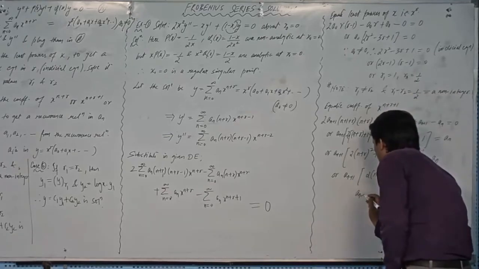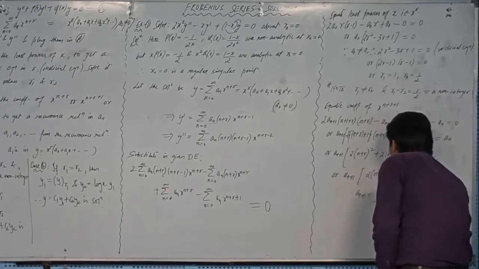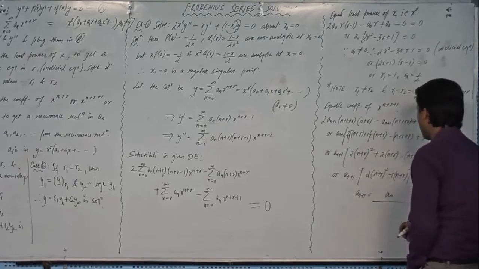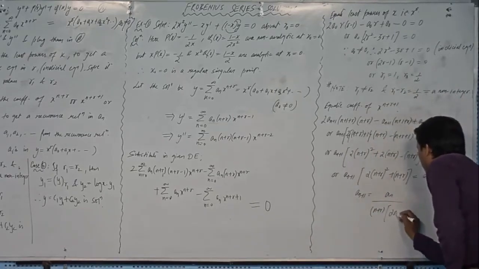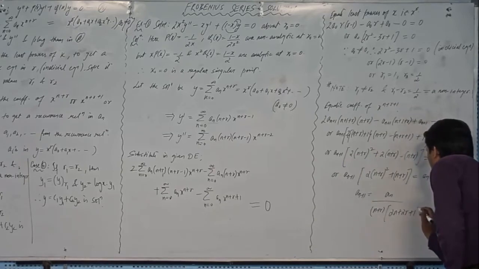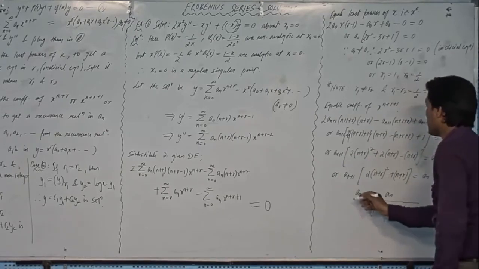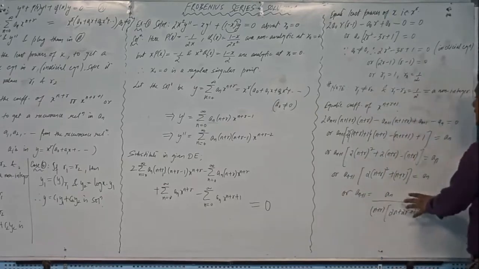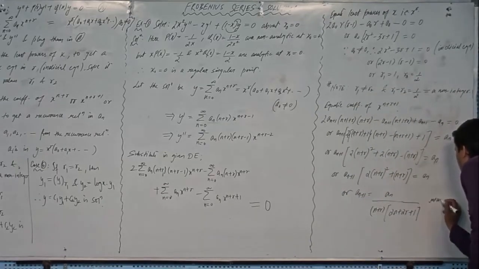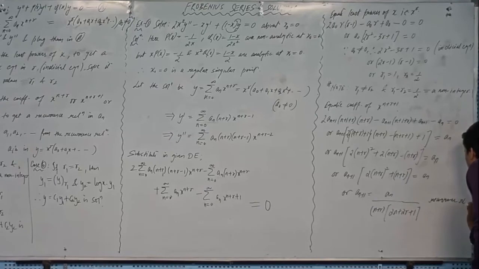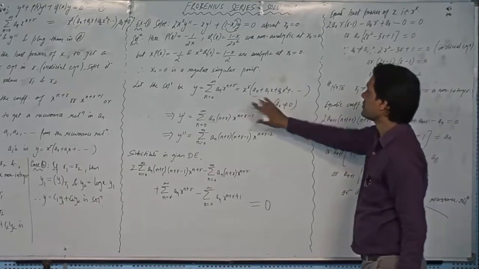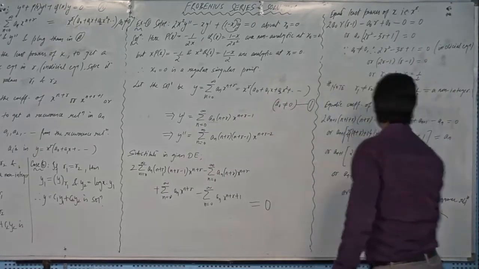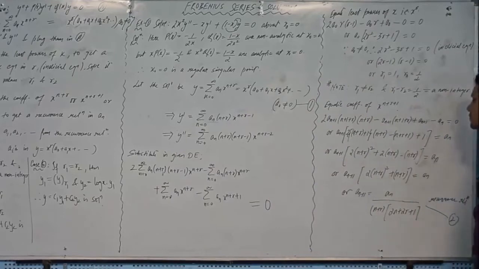And you can write a n plus 1 equal to a n divided by, what should be taken common? n plus r should be taken common, and inside the bracket you will be having 2n plus 2r plus 1. So this is your a n plus 1 in terms of a n. This is called the recurrence relation. Let me call the original one equation number 1, and this is equation number 2.